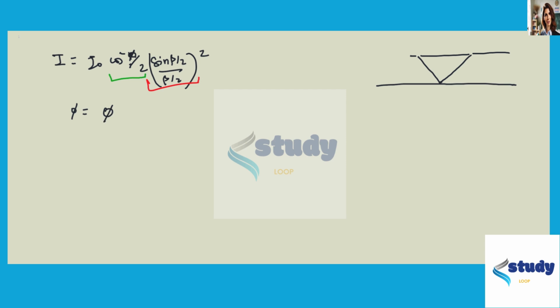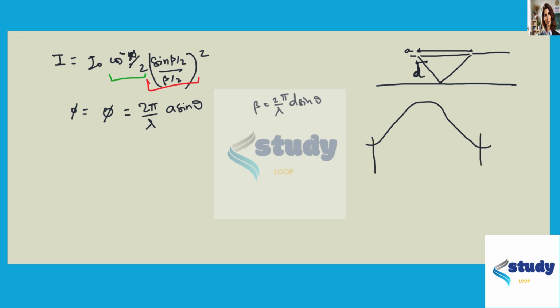and this phi is equal to 2 pi by lambda a sine theta, where a is the distance between the two slits, and beta is 2 pi by lambda d sine theta, where d is the width of each slit, which we suppose is the same. Now, in our case, we have the diffraction pattern like this, and within this, we have an interference pattern which has exactly 7 maxima.